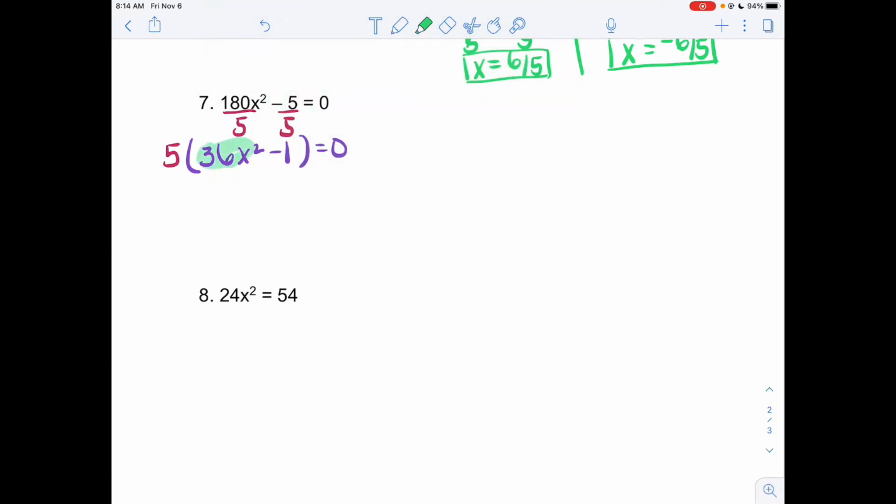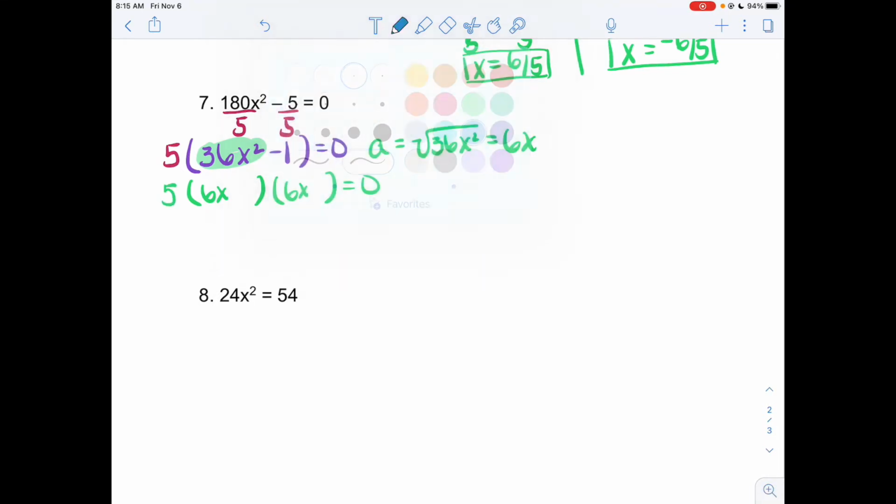So 36x squared is going to give me my a term. A is equal to the square root of 36x squared, which is 6x. So I can go ahead and write parentheses with a 6x at the front of each of them. And I'll go ahead and bring my 5 down as well right now.